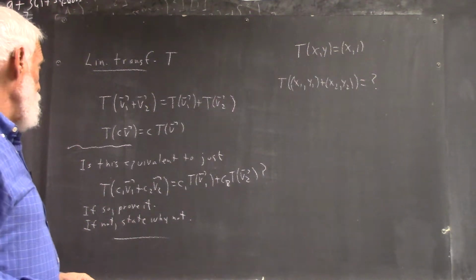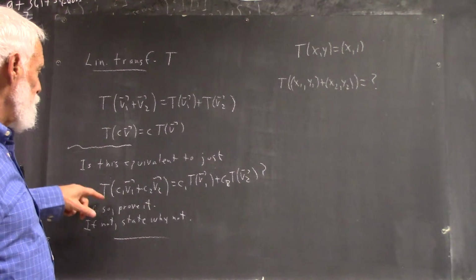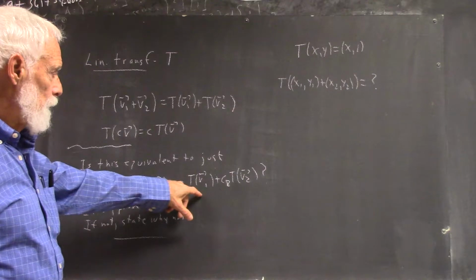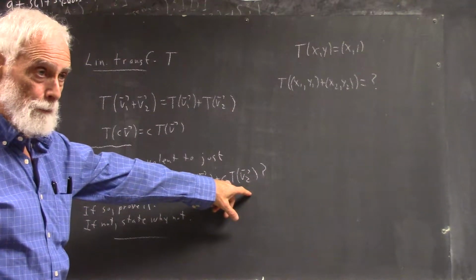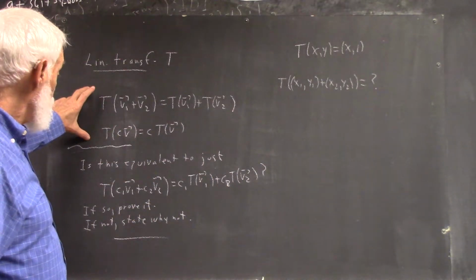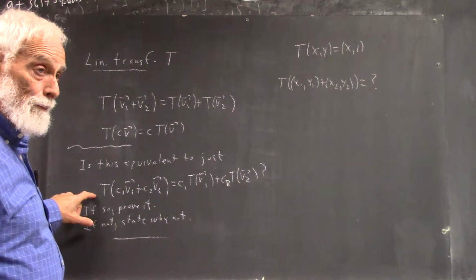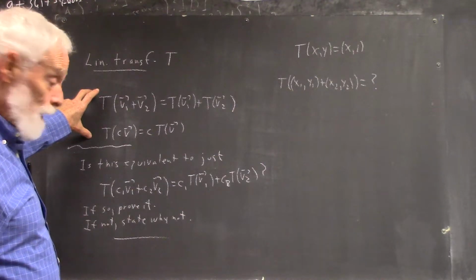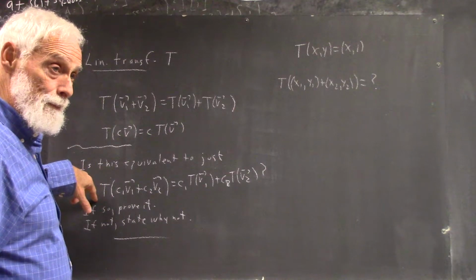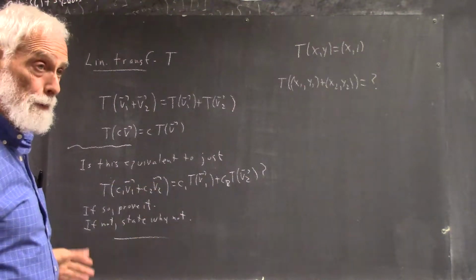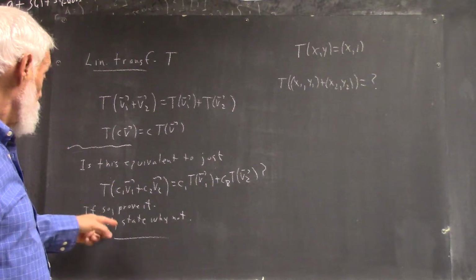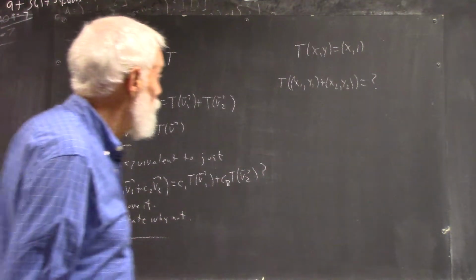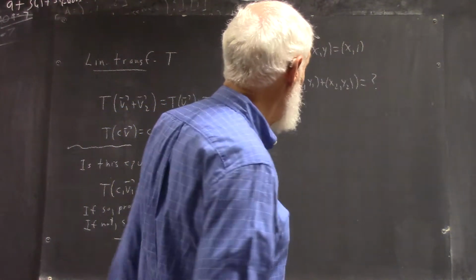Okay. And the first thing I ask: is this equivalent to saying that T of c1 v1 plus c2 v2 equals c1 T of v1 plus c2 T of v2? Meaning that if these two things are true, does this have to be true? And if this is true, do these two things have to be true? In that case, they would be equivalent. So just an assignment of a fairly simple, straightforward exercise. Prove it, or if not, state why.